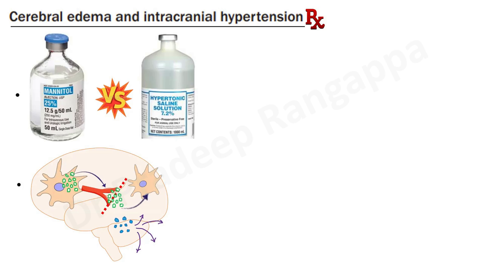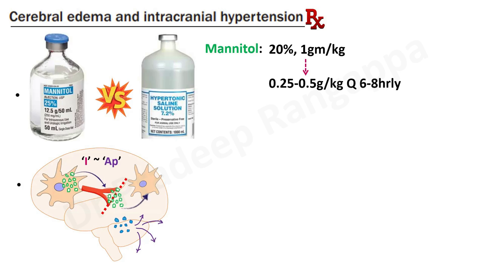Mannitol also has an effect in scavenging free radicals from the brain, and it is shown to inhibit apoptosis. The dosage that is used is 20%, 1 gram per kg, followed by 0.25 to 0.5 grams per kg, 6 to 8 hourly. There was a study done in 27 patients where they used mannitol, where getting the ICP to less than 25 millimeters of mercury was not possible. Those were some of the things shown in this study.